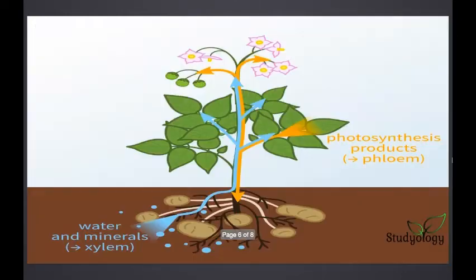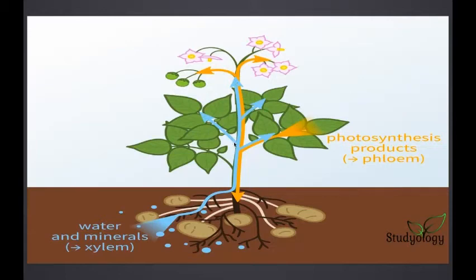As you can see my cursor here, this is the phloem, and it is sending the nutrients and the food to all parts of the body. And this is the xylem, which is taking minerals and water from the ground and transporting them to all parts of the plant.